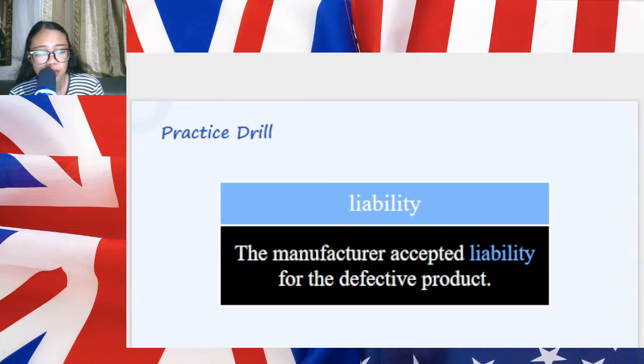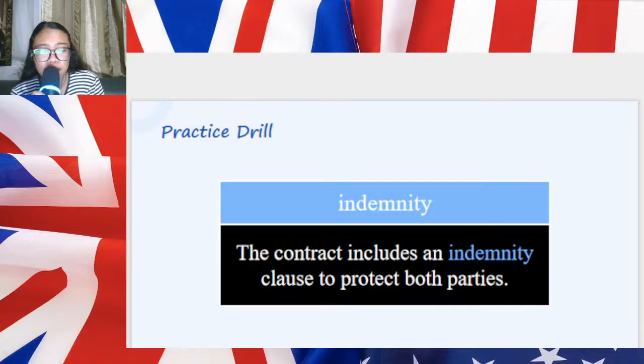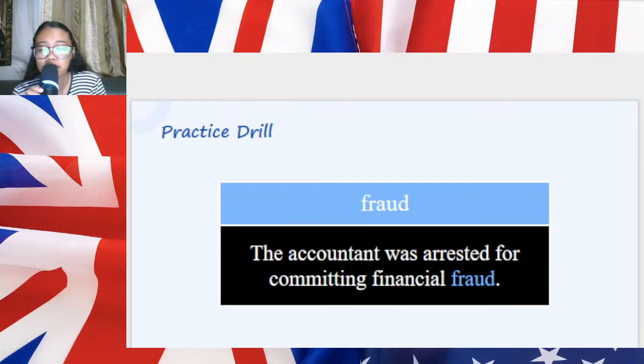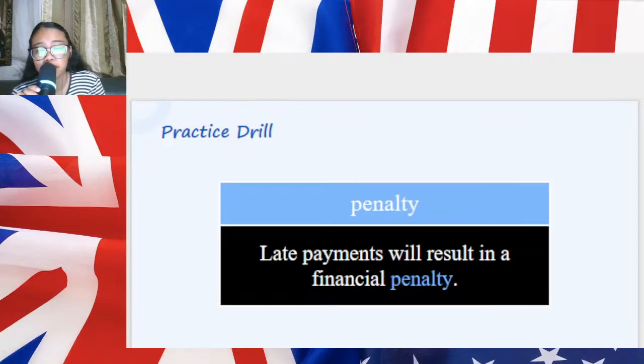Okay, it's time to practice. Same pattern, same process. Let's start. Liability. The manufacturer accepted liability for the defective product. Indemnity. The contract includes an indemnity clause to protect both parties. Breach. They sued the supplier for breach of contract. Fraud. The accountant was arrested for committing financial fraud. And lastly, penalty. Late payments will result in a financial penalty.